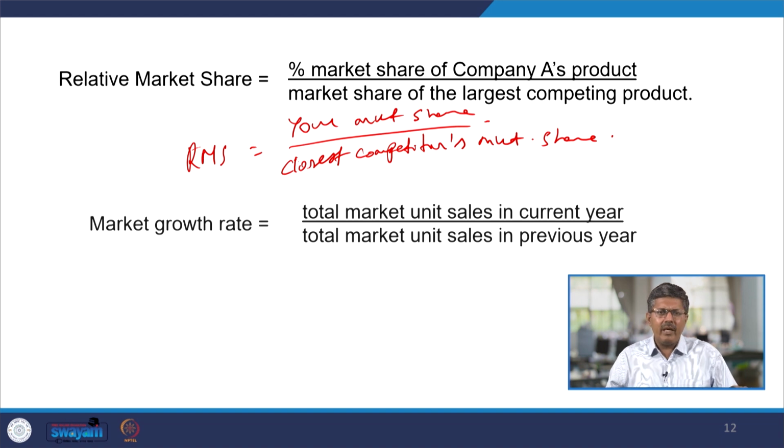Similarly, market growth rate is equal to total market unit sales, total sales in the current year divided by the total sales in the previous year. Or you can do it in this way also: total sales this year minus sales last year divided by total sales last year. If you do this, you will also get the market growth rate, how much the market is growing.